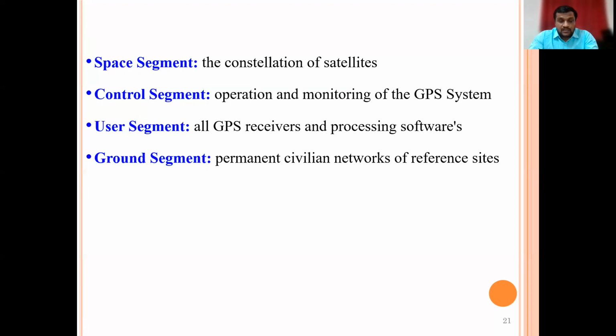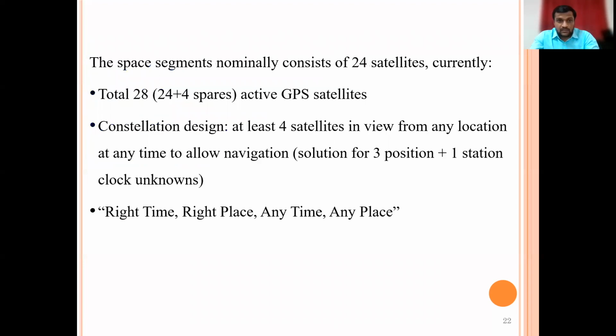The control segment is a kind of operation and monitoring, which means the control segment controls and monitors the working of different GPS satellites. User segment means that on the ground, GPS receivers are used by different users and organizations for getting information, and the ground segment is the permanent civilian network that can be used for reference sites. So GPS has 4 segments: space, control, user, and the ground segment.